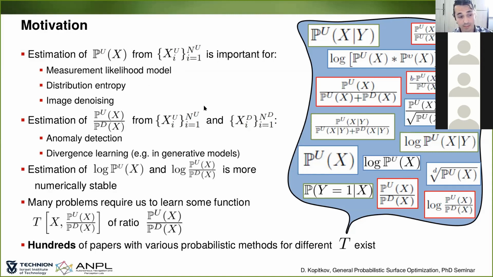Likewise, if we have two datasets, we may want to estimate this ratio, PU divided by PD. And it is required in anomaly detection or divergence learning, which is frequent in generative models. And further, learning these target functions in logarithmic scale usually is much more numerically stable.